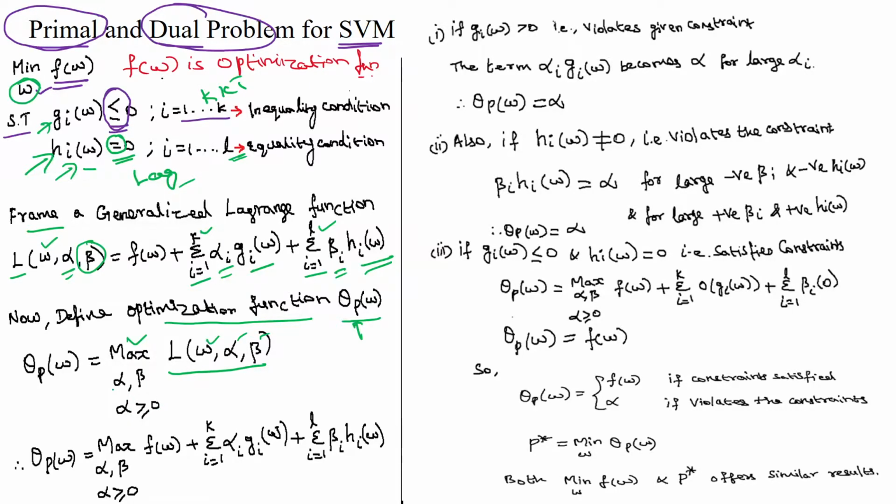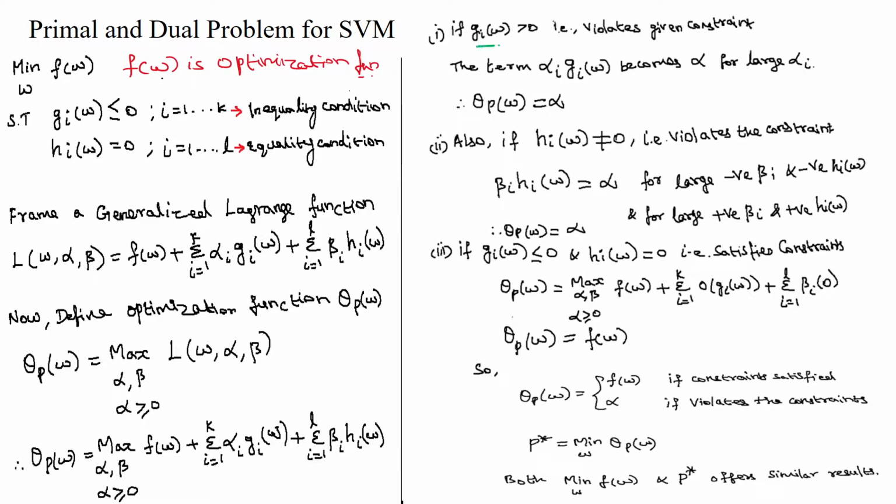Here alpha should always be greater than or equal to 0. Then we can write this equation from the Lagrange equation: the optimization function plus the inequality constraints multiplied with the parameter alpha, and the equality constraints multiplied with the parameter beta. So this is substituted in this equation, and here we have the different constraints.